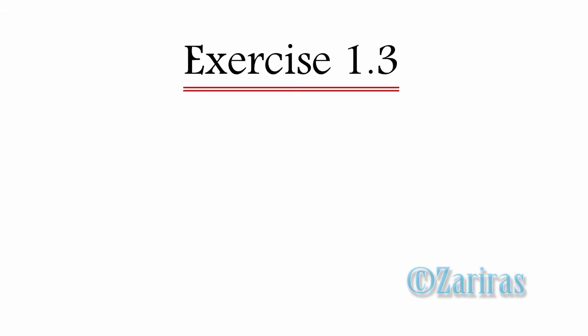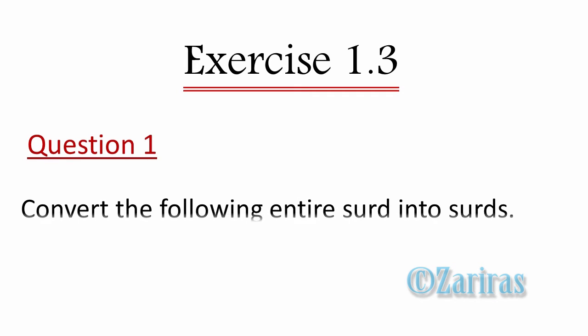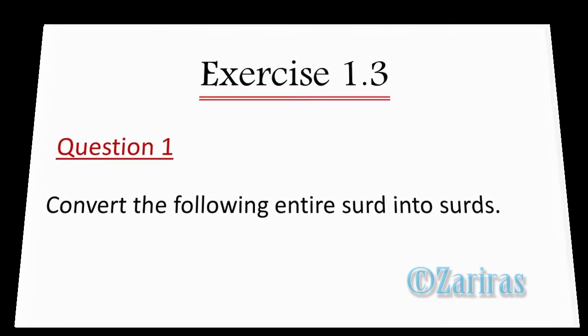Welcome, guys. This is the last exercise of the first chapter, exercise 1.3, question 1. Convert the following entire surd into a mixed surd. The first question is root 20, so we have to convert this into another number with a surd which is having a number 2. So this is an entire surd, and we have to convert it into a surd with a number.